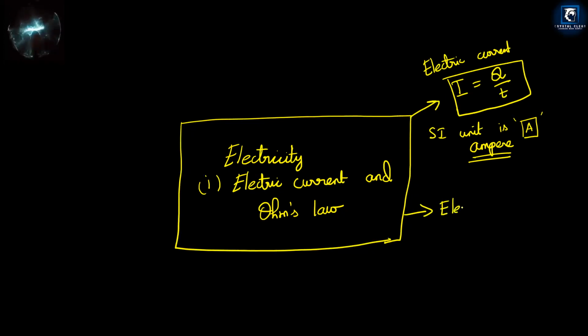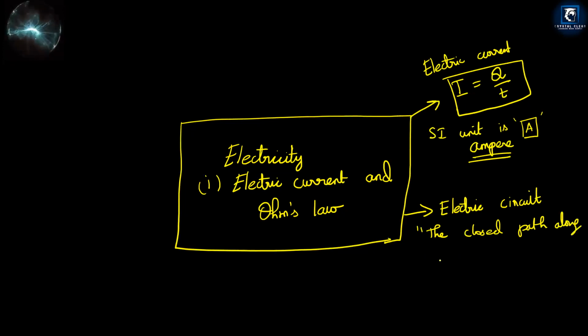Then next, this is electric current. Please be careful to check what is electric current and what is electric circuit. It is nothing but the closed path along which an electric current flows.